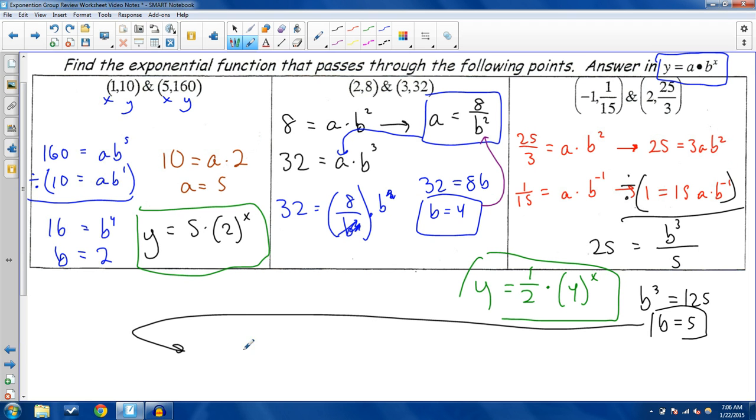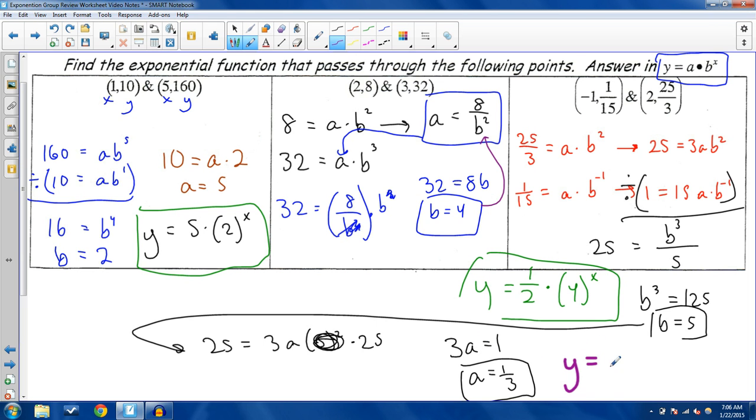Let's go over here. 25 equals 3a times 5 squared. 5 squared is 25, times 25. And you can see if I divide both sides by 25, I'll get 1 over here. So I'm going to get 3a equals 1. So a equals 1/3. Final equation, y equals 1/3 times 5 to the x power. Not too bad. Good to go.